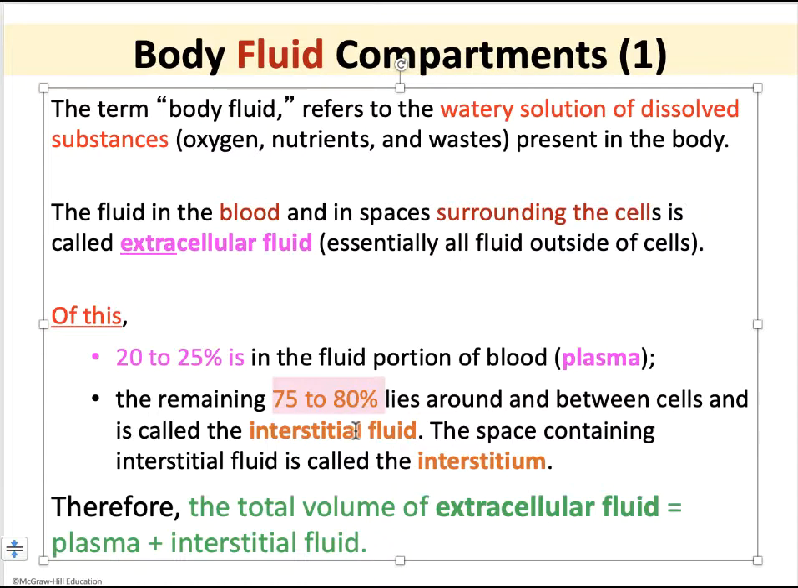So that's going to be the fluid bathing the cells, and that's called interstitial fluid. Interstitial. Stitial means cells, inter means between cells. So this is interstitial fluid. Now, the other name that throws students off is interstitium. It's the same thing as saying interstitial fluid. So that's the reference to that location. The space containing interstitial fluid is called interstitium. So, put both of these components together, the total volume of extracellular fluid comprises the blood plasma and the interstitial fluid. And totally, that adds up to 100%.